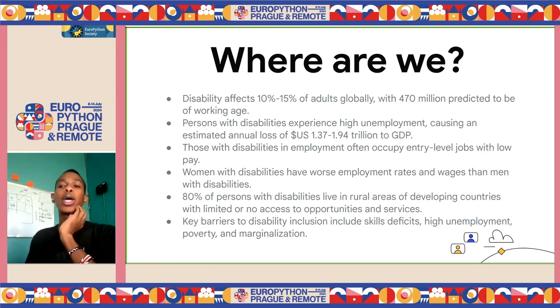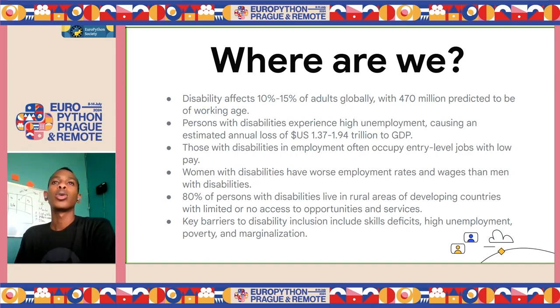What is important is, where are we as the globe when you talk about disability? Currently, disability affects 10 to 15% of adults globally, with 470 million of them predicted to be of working age. These probably are people we could have in our open source communities as project managers, as our maintainers, or as our contributors. And persons with disabilities experience high unemployment, causing an estimated annual loss of more than 1.3 trillion US dollars in GDP. We know that open source is the biggest enabler of innovation in the world at the moment.